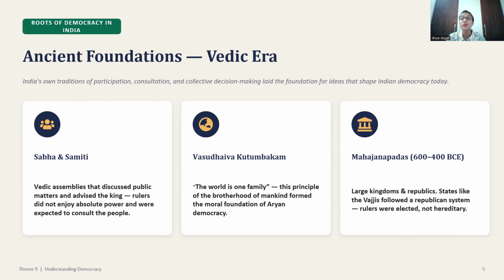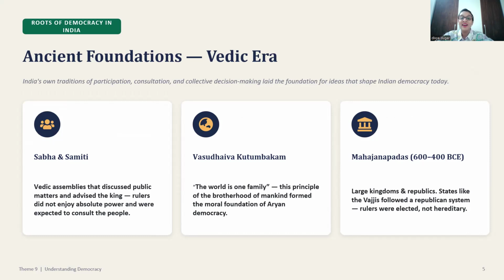We can see the roots of democracy in India from ancient times, from the Vedic era. If I speak about the concept of Sabha and Samiti, students, the Vedic assemblies used to discuss public matters and advise the king. So you can see that even at that time discussions were happening. Rulers did not enjoy absolute power and were expected to consult people. They used to consult people before taking any decision. So that's the root of democracy.